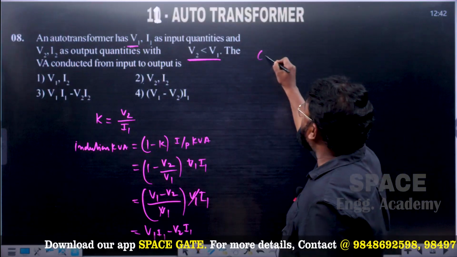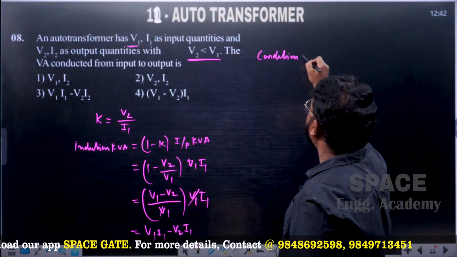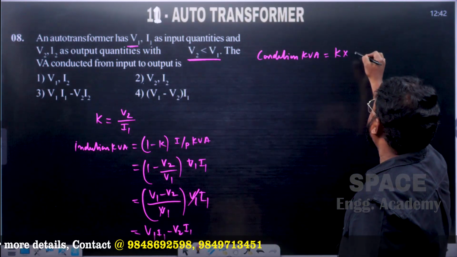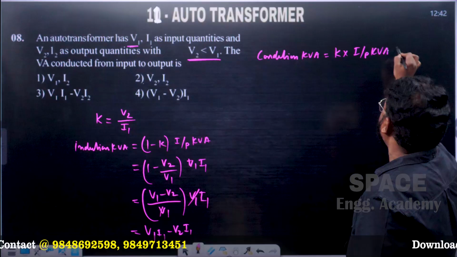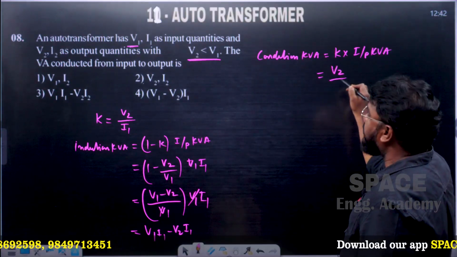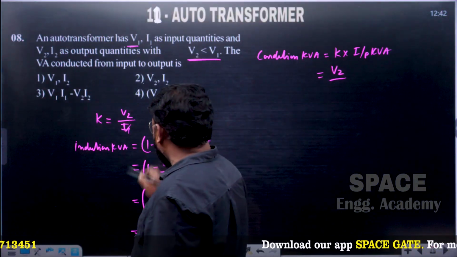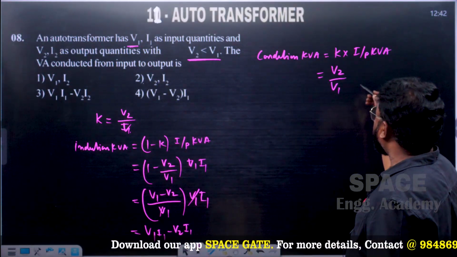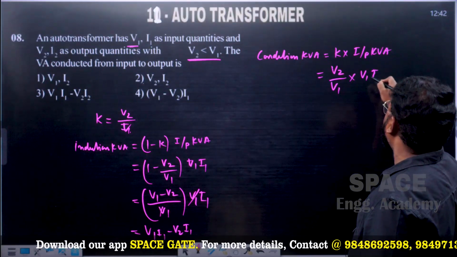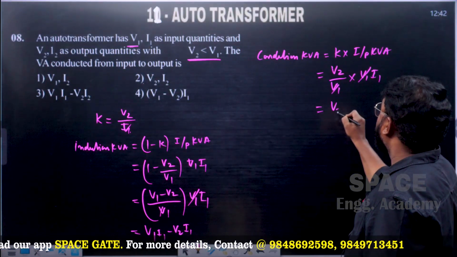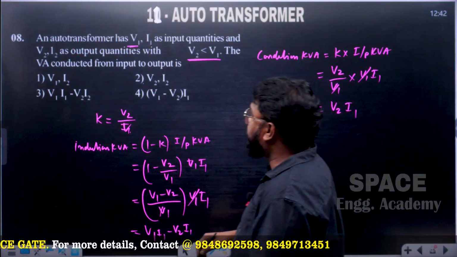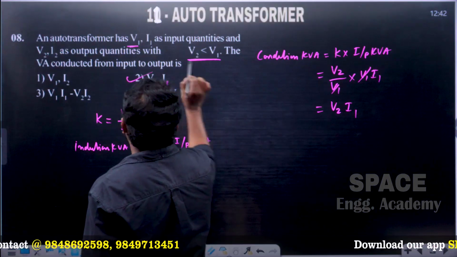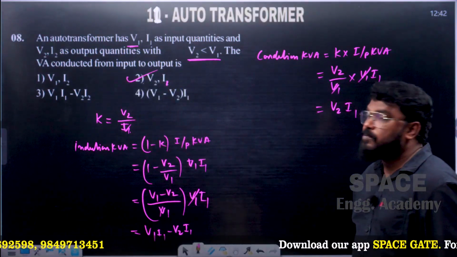Now what about conduction kVA? The question is about the conduction kVA point of view. How do we get conduction kVA? It is K times the input kVA of the auto transformer. This K is equal to V2 by V1. So V2 by V1 multiplied by V1 into I1. V1 I1 is cancelled, giving V2 into I1. So the answer is V2 into I1. Option 1 is correct for this question.